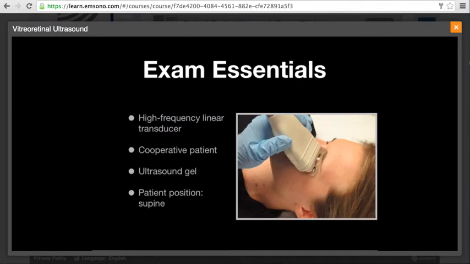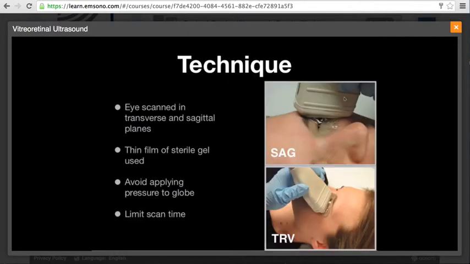You're going to use a fair amount of ultrasound gel so that you do not apply pressure on the globe, and the exam can be done with the patient in the supine position. The eye is going to be scanned in both the sagittal and the transverse planes. In the sagittal plane, you're going to place the indicator towards the top of the patient's head. On the transverse, you're going to have the indicator pointed towards the patient's right.